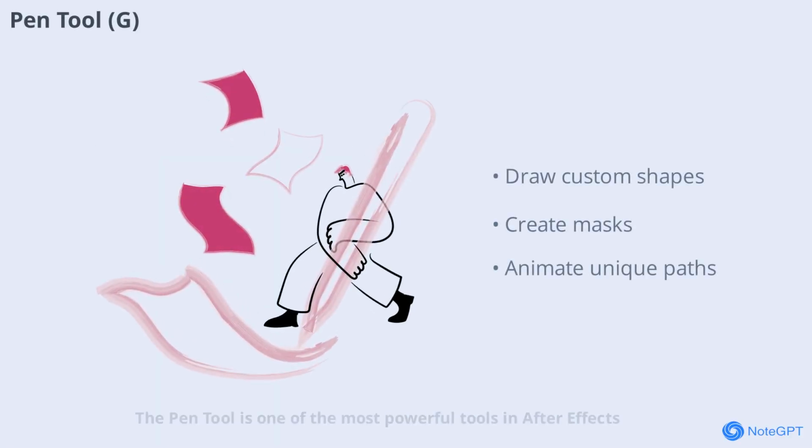Pen tool is one of the most powerful tools in After Effects. It allows you to draw custom vector shapes, masks, and curves. Use it for rotoscoping, cutting objects out, or creating unique paths for animation. For example, you can mask out a person from a video or design a custom motion path for a graphic. Mastering the pen tool opens up endless creative possibilities.